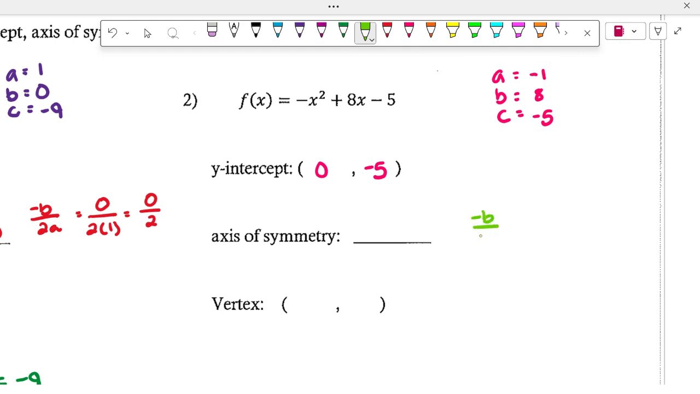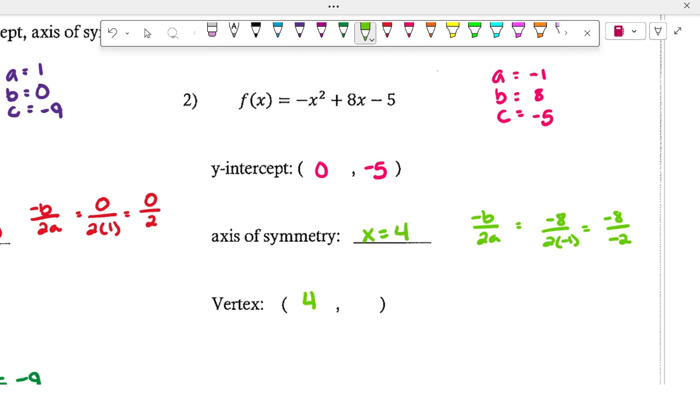All right, negative b over 2a for the axis of symmetry. So that would be negative 8 over 2 times negative 1. So that's negative 8 over negative 2, which is what? 4. So how would I write my axis of symmetry? x equals 4. That is also the x value of my vertex.